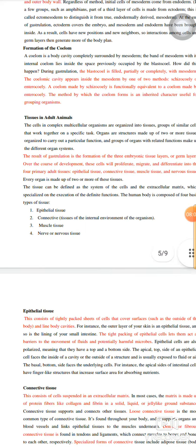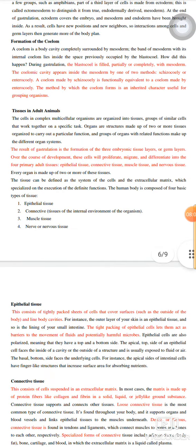So we talk about tissues in adult animals, which is in mammals, in humans. The cells in a complex multicellular organism are organized into tissues. Of course, you know that tissues are cells that work together on a specific task. A collection of cells gives rise to tissues, while a collection of tissues gives rise to an organ. So the result of gastrulation, as I told us, is the formation of the three germ layers. Now, over development, these cells will proliferate, migrate, and differentiate into four primary adult tissues called epithelial tissue, connective tissue, muscle tissue, and nervous tissue.